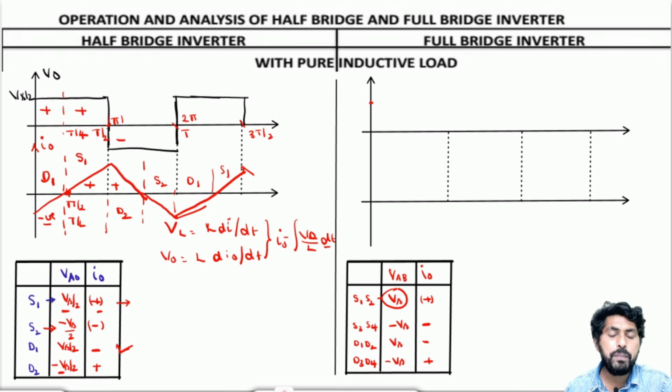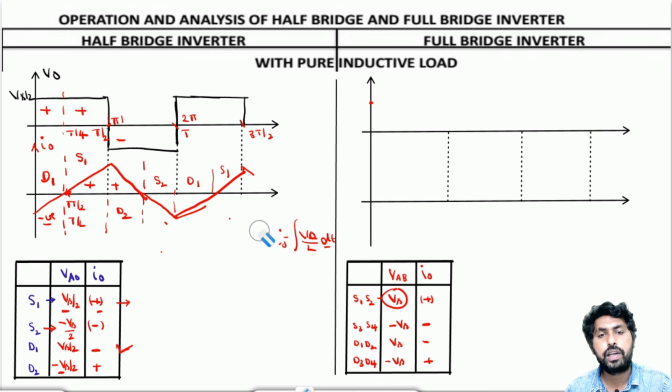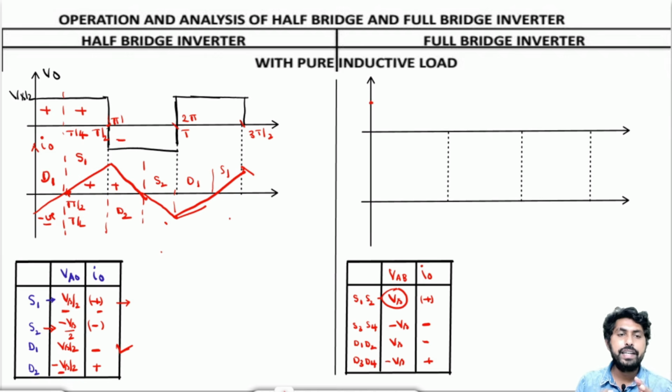Now let me find the maximum value of the load current. How can we determine the maximum value of the load current? Let me mark it as minus Imax and this one as plus Imax.